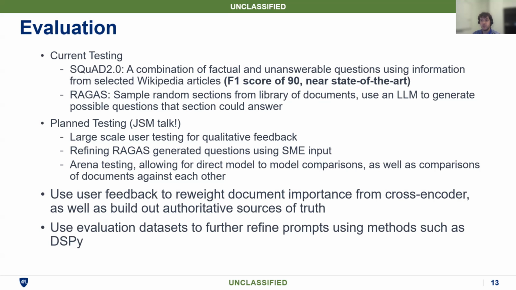And then what can we do with this feedback? Well, we can use feedback to do things such as reweight document importance from the cross-encoder and build out authoritative sources of truth. So basically making the retrieval step even better, because it's very hard to actually change the large language model, but we can sort of build around it and give it the best chance to succeed it can.